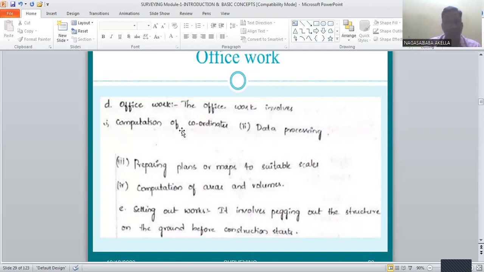What are the data collected from the field? With that given data, you have to draw the plan or map. And you have to calculate areas and volumes with the help of surveyed data in the field.